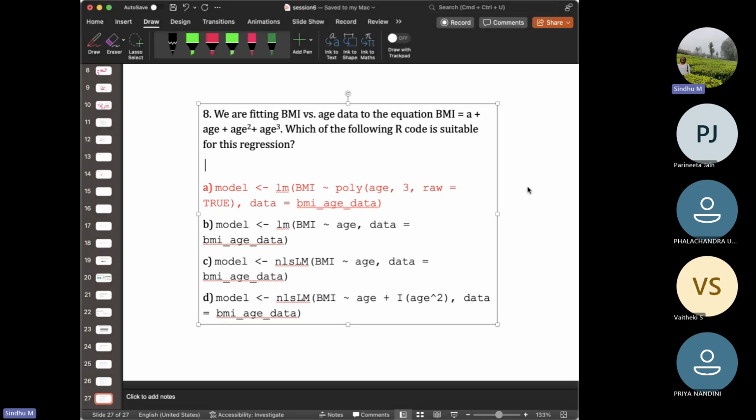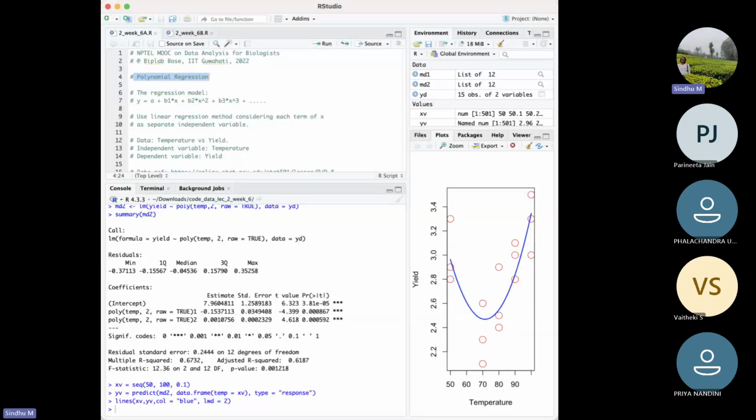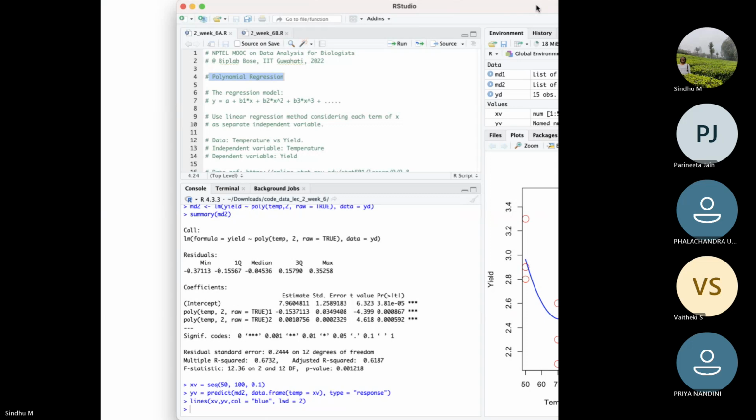So let me stop sharing my presentation and I'll share my RStudio. Meanwhile, all of you also please open RStudio and the code for week 6, lecture 2. And it would be good if you can also run the code at the same time so that if you have any doubts, we can discuss it in the live session itself.